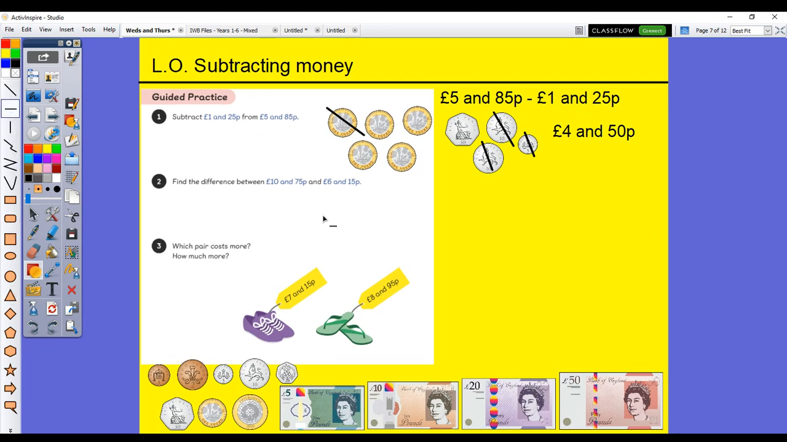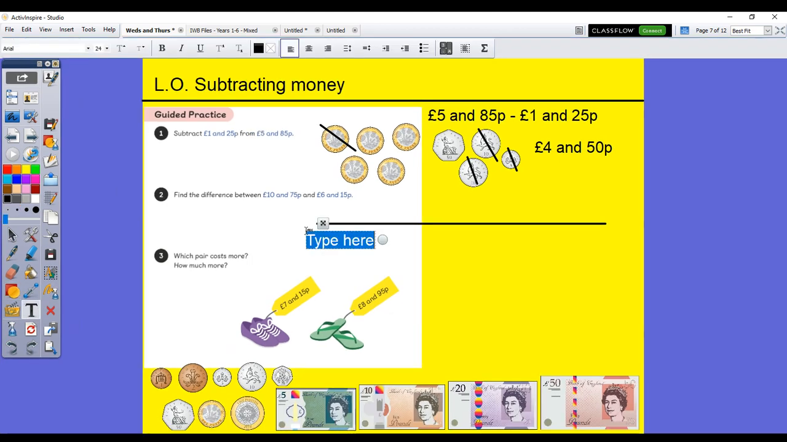With finding the difference, I like to use a number line to see the difference. So £6 and 15 pence, I'm going to start with the smallest number this time.